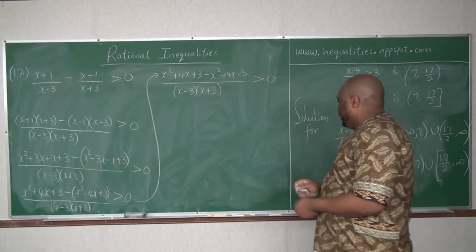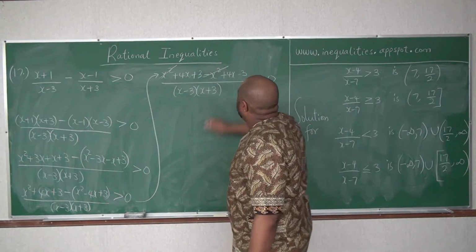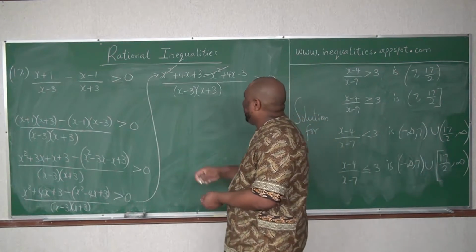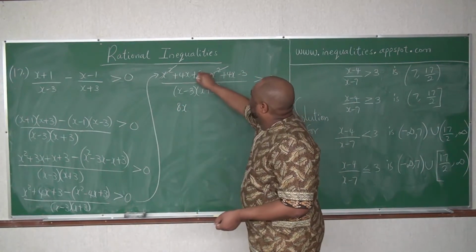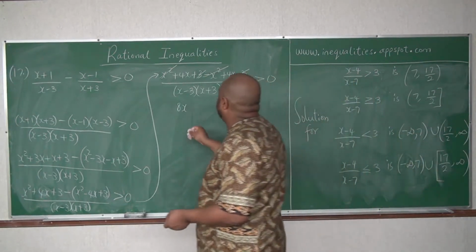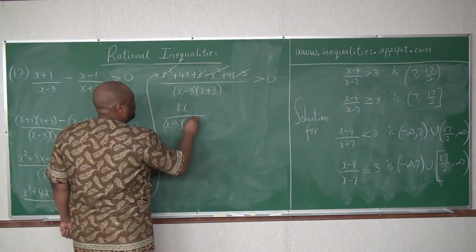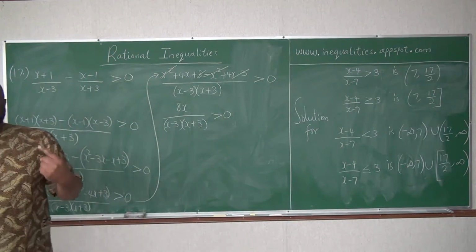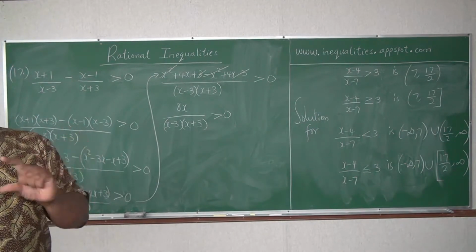So x squared minus x squared is gone. 4x plus 4x is 8x. 3 minus 3 is gone. So we have 8x over x minus 3 times x plus 3 is greater than 0. Now we have only one term on the left hand side, so the second step has been done.